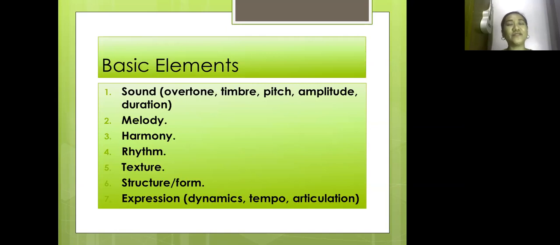And the basic elements for music, of course, is sound. When you say sound, it's the overtone, timbre, pitch, amplitude, and duration. And then we have the melody. Of course, we'll never forget harmony. The rhythm is also there, the texture, and then the structure or the form of the music. Expression is also there. Expression means the dynamics, the tempo, and articulation of the music.